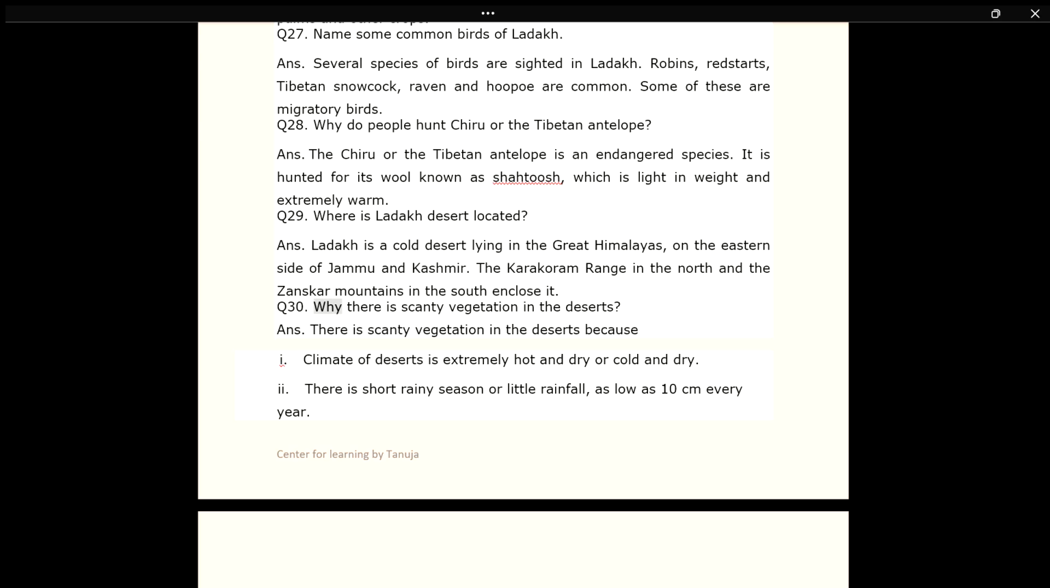Q30. Why is there scanty vegetation in the deserts? Ans. There is scanty vegetation in the deserts because 1. The climate of deserts is extremely hot and dry or cold and dry. 2. There is a short rainy season or little rainfall, as low as 10 centimeters every year.